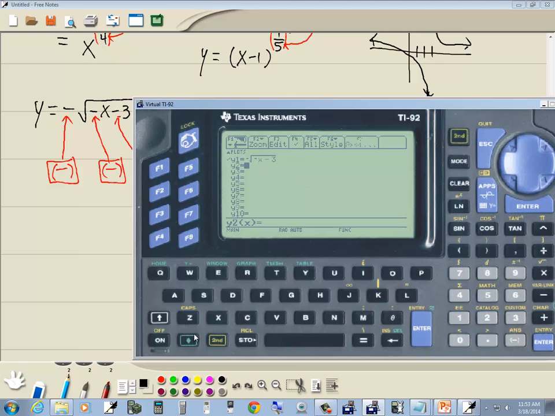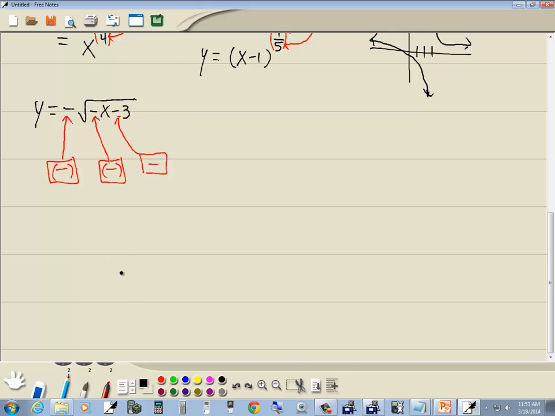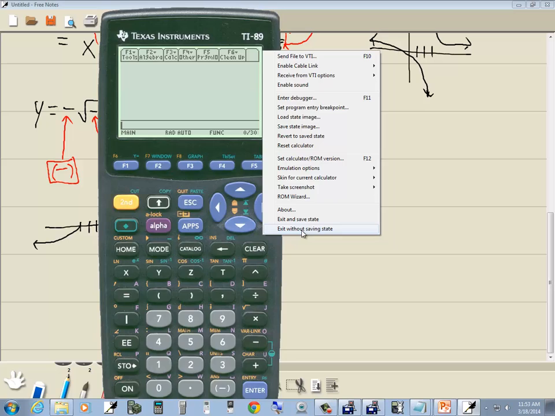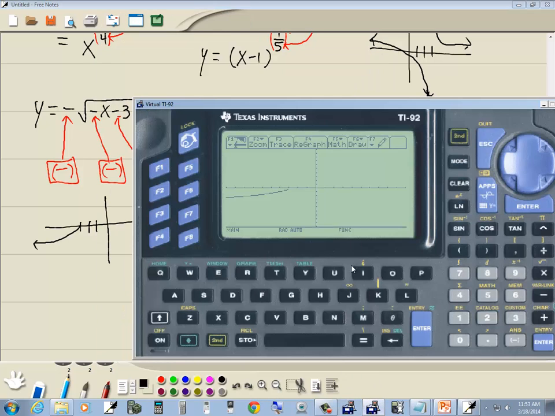Okay, now let's graph it. So I do diamond R, and that'll give us our graph. Looks like something like that. Actually, it should be a little bit more curved. Try that again. Okay, there we go. Something like that. I need to bring that one up. Okay, let's take a look at this.